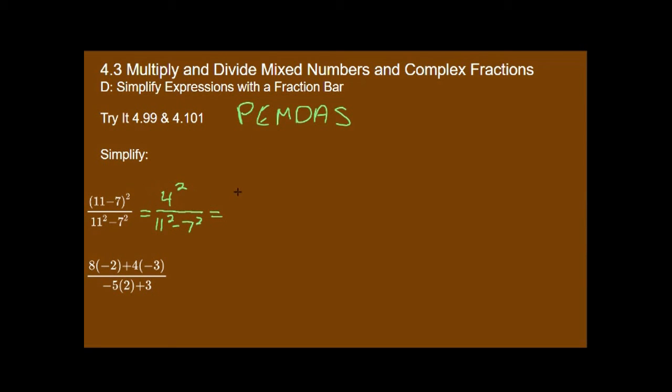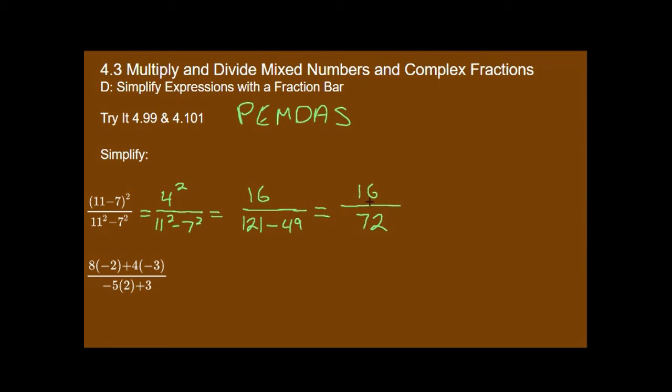4 squared is equal to 4 times 4, which is 16. 11 squared means 11 times 11, which is 121. I'm going to subtract 7 squared, which means 7 times 7, which is 49. Okay, and then on the top, there's no more simplifying to do in the numerator. I'm going to bring that 16 over. But I need to subtract 121 minus 49. 121 minus 49 is equal to 72.